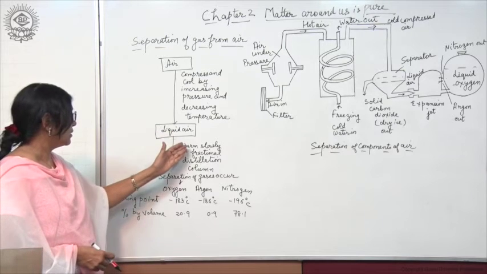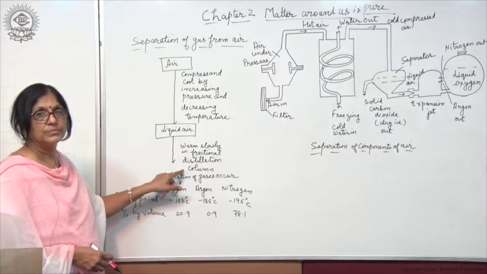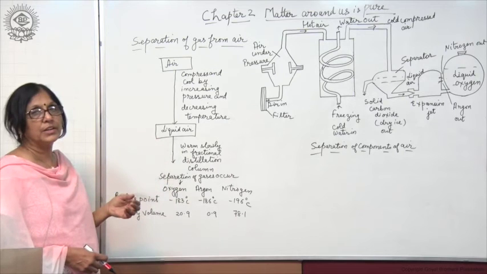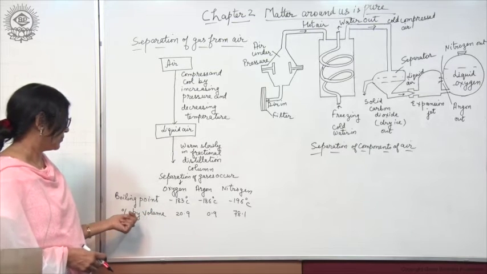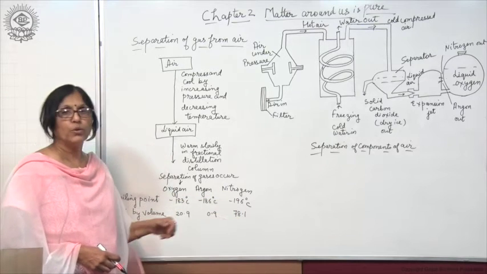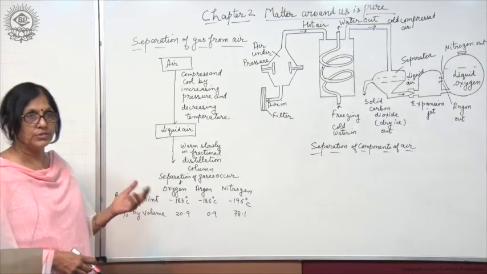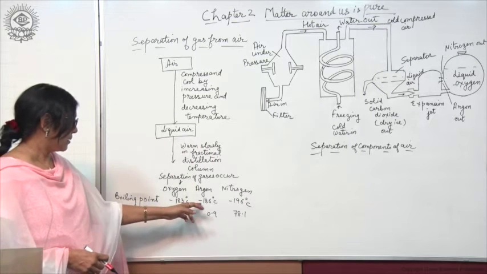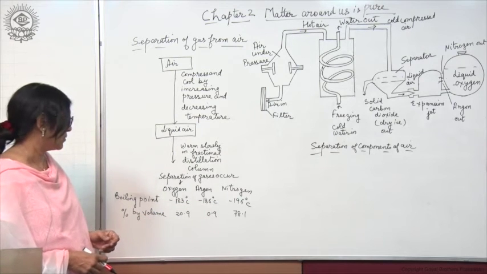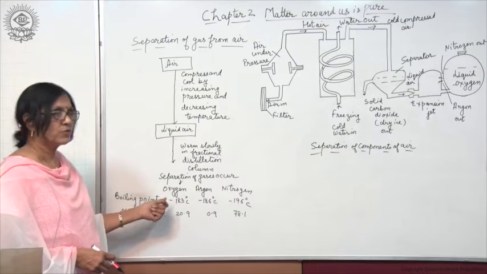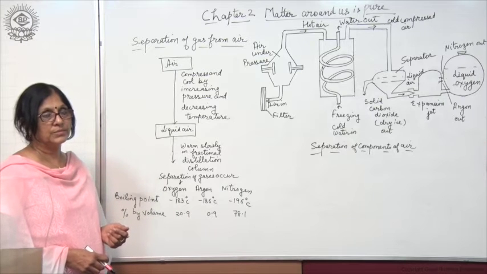Now liquid air is then slowly warmed in a fractional distillation column. The various gases present in liquid air will then separate according to their boiling points. Nitrogen has the lowest boiling point, minus 196 degree centigrade, so it separates out first. Then argon separates, which has a boiling point of minus 186 degree centigrade, and then oxygen separates last of all, its boiling point being minus 183 degree centigrade.